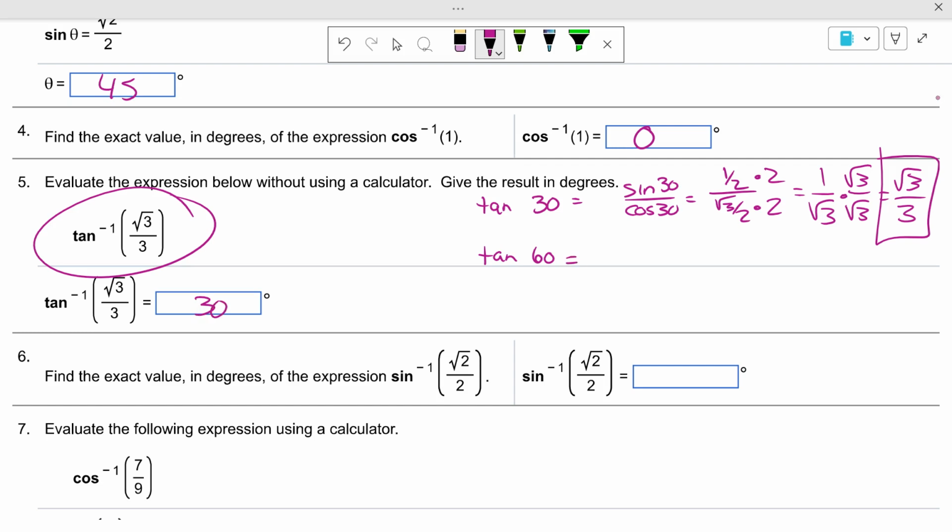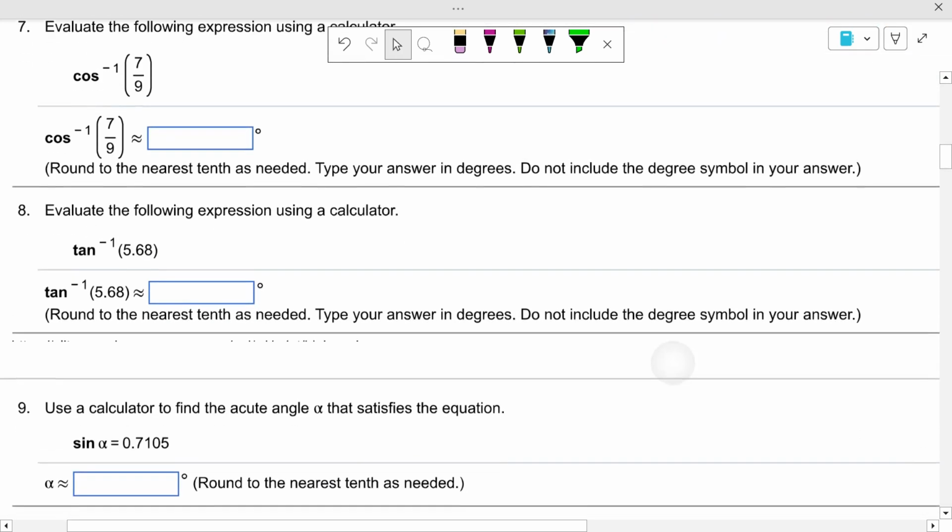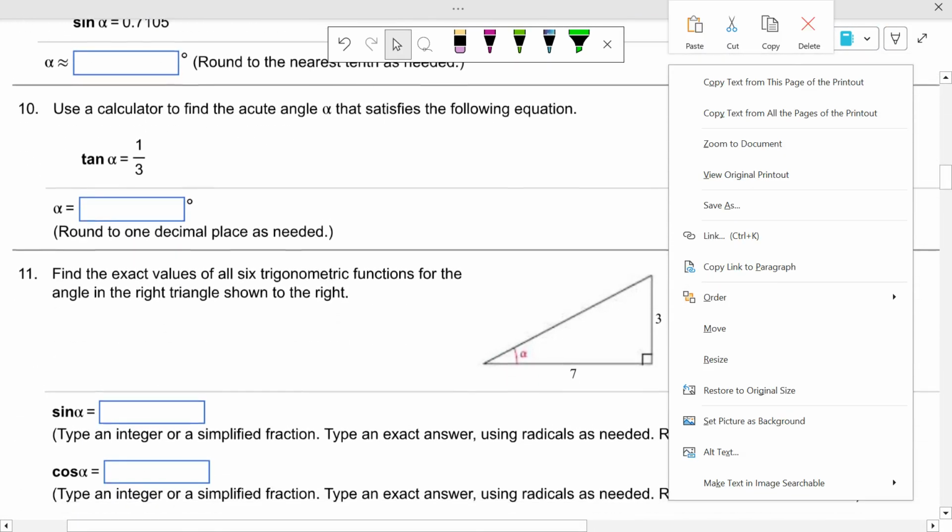And then you're saying, well, what's the tangent of 60 then? Well, the tangent of 60 is the sine of 60 over the cosine of 60, which is the square root of 3 over 2 over 1/2. We multiply top and bottom by 2. We get the square root of 3 over 1, which is square root of 3. Okay? So just know for future reference that tangent of 60 is square root of 3, tangent of 30 is square root of 3 over 3. Okay? All right. I think you can do the calculator ones without a problem.